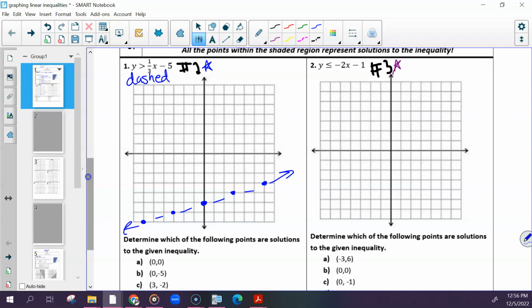Then the second piece, we have to figure out which direction to shade. Greater than tells us we're going to shade above. Sometimes the graph is hard to tell which way is above, which way is below. So if you look at your y-intercept and you draw an up and down arrow, above would be up, below would be down. So if this is supposed to be above, we're going to shade everywhere above.